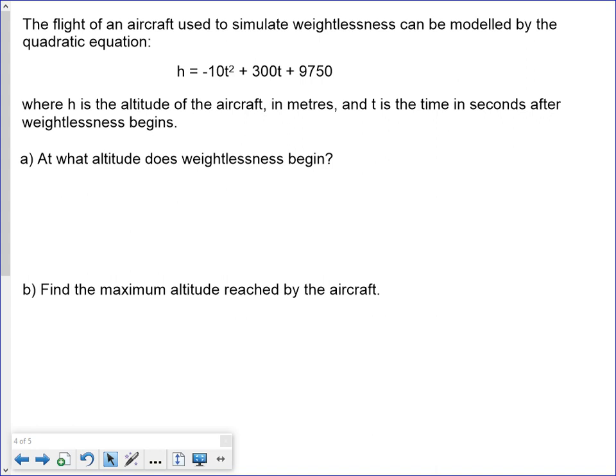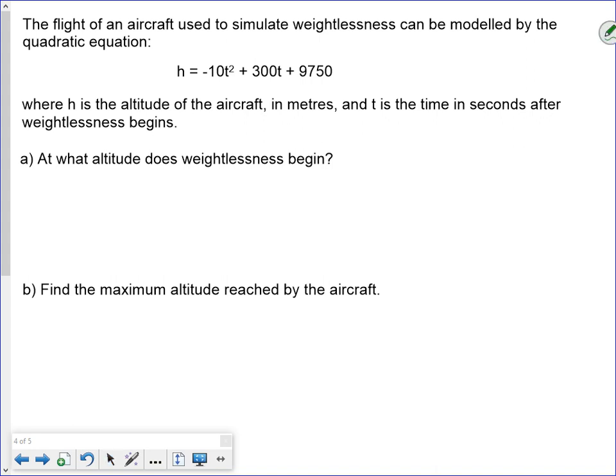So in this question we're told the flight of an aircraft used to simulate weightlessness can be modeled by the quadratic equation h equals negative 10 t squared plus 300t plus 9,750, where h is the altitude of the aircraft in meters and t is the time in seconds after weightlessness begins. And they ask us a series of questions here. At what altitude does weightlessness begin?